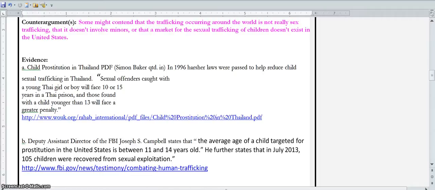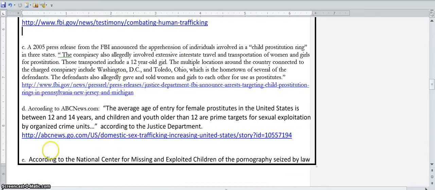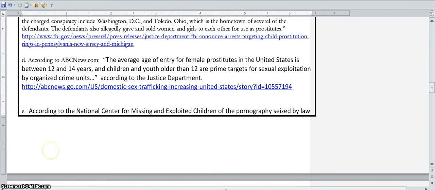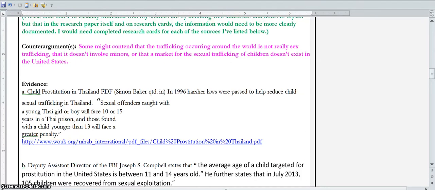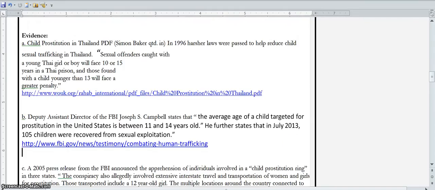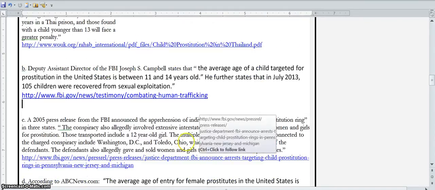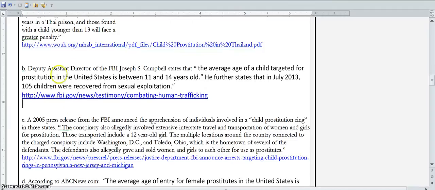So I make notes to myself. I list A, B, C, all the way through E. I've listed several sources here that I think will help me with my research paper. So there's child prostitution in Thailand. I have that information. I have a quote here, okay? And I've listed the web address so I can easily go back to it, or so my teacher can look at it if he or she wanted to.